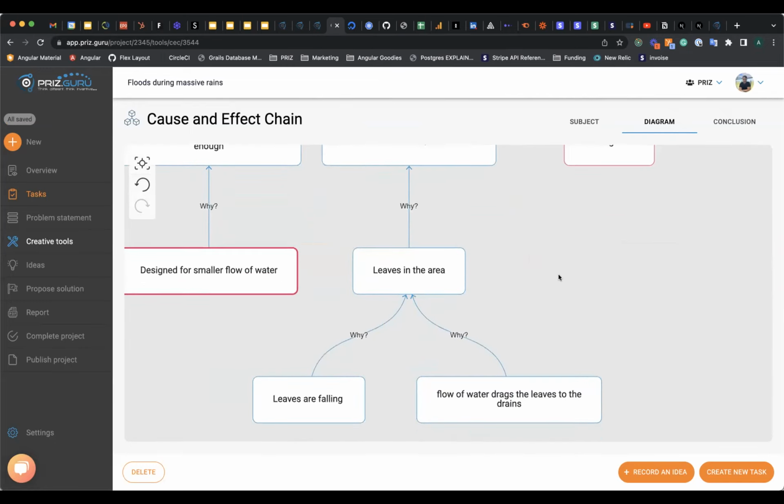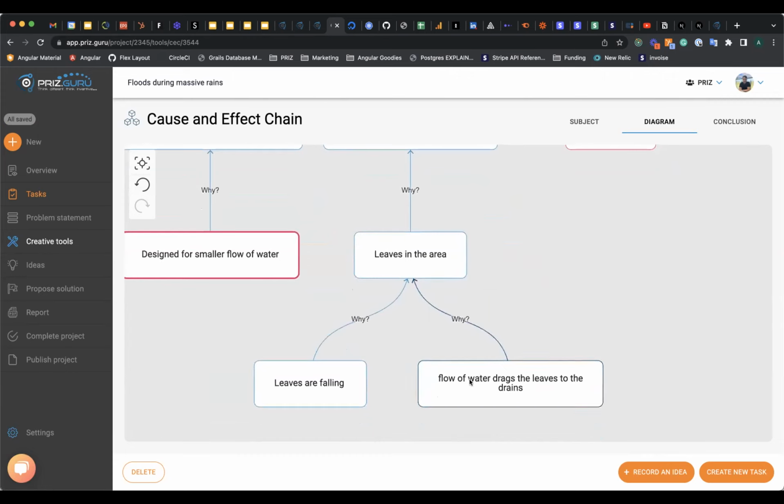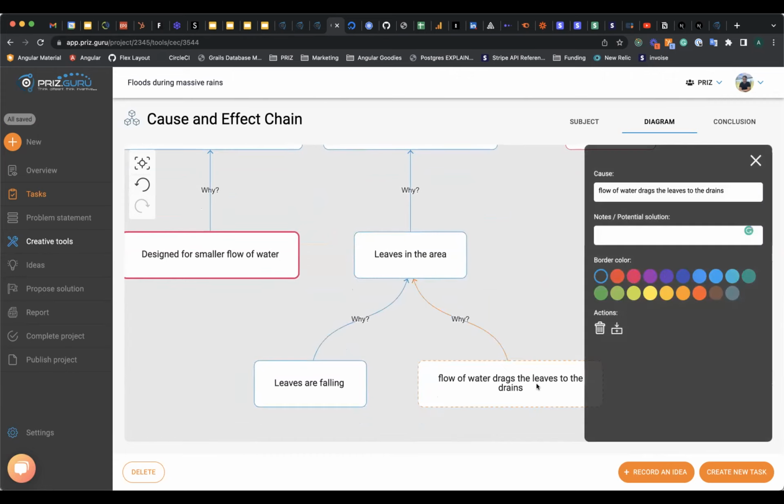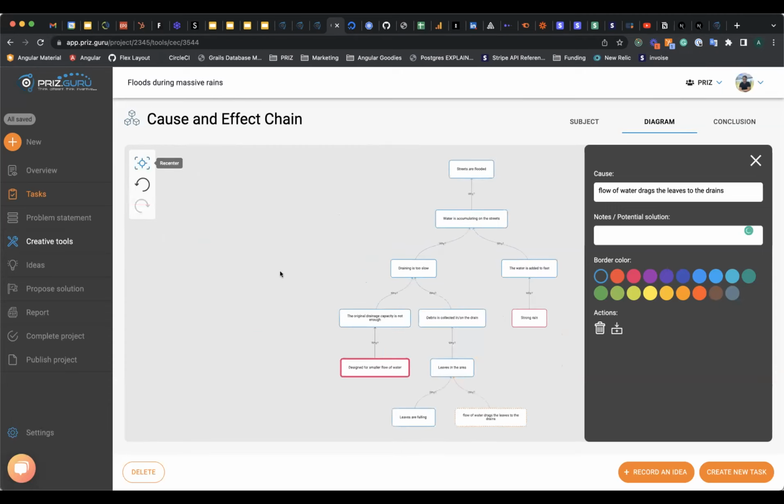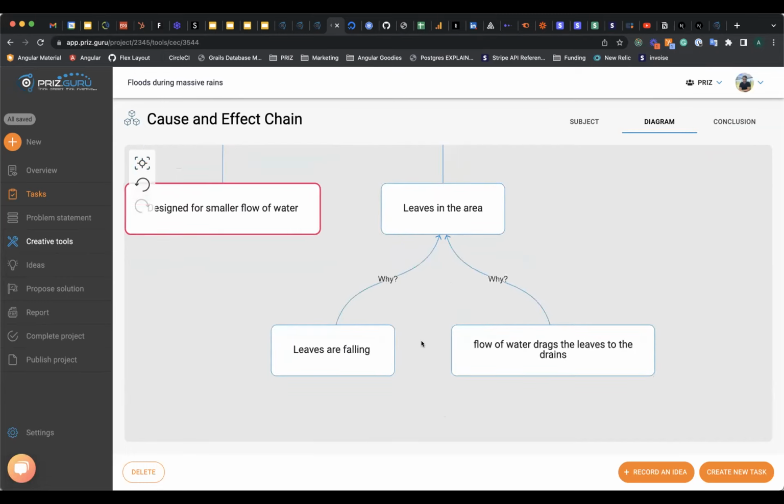Now, what about these two? Leaves are falling, right? Or the flow of water drags the leaves to the drain, right? What can we tell about these ones? We can try to analyze it with 5 whys. Let's say this is the most changeable. It looks like something we can operate with. At this point, we just need to decide which one of these causes we want to analyze and take it further, right? So, leaves are falling, or the flow of water is dragging the leaves to the drain, right?